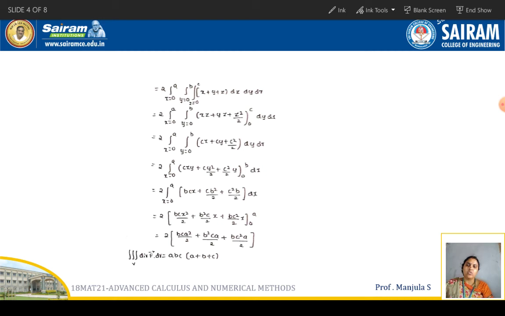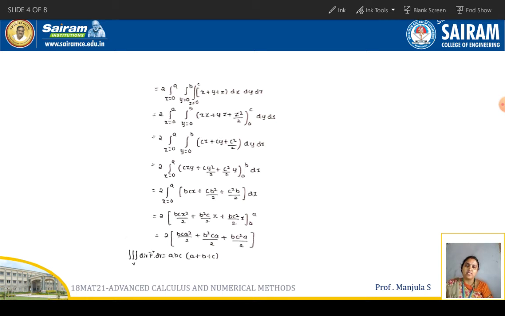So now you just do the integration with respect to y, so that we are getting the equation cxy plus cy square by 2 plus c square y by 2. You just substitute the limit in place of y, upper limit is b, lower limit is 0. On simplification we are getting bcx plus bc b square by 2 plus c square b by 2.